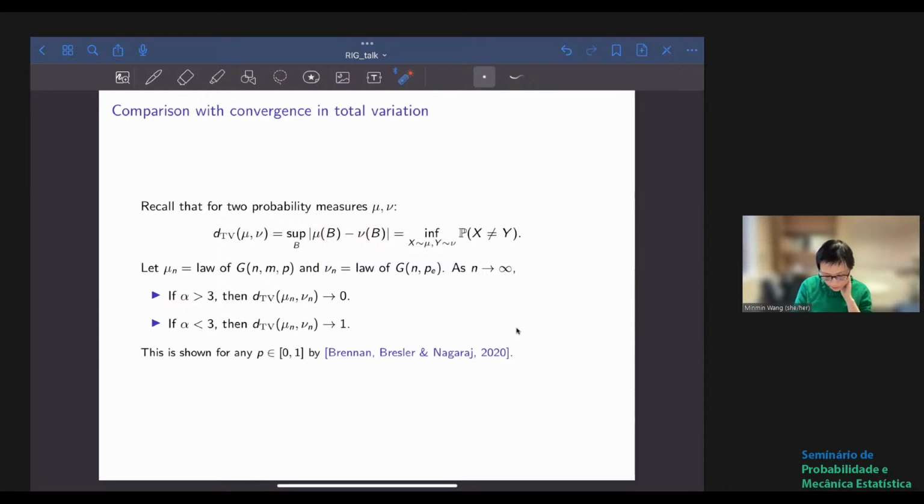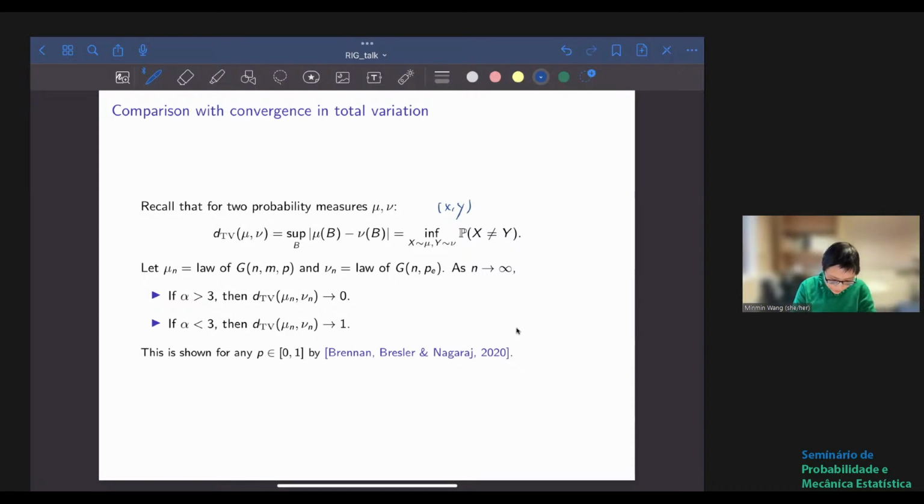Equivalently, you can see this from the coupling. Here the coupling is a pair of random variables X and Y, where the marginal of X is mu and the marginal of Y is nu. Now you look at the probability that X is different from Y, and you minimize this probability among all possible couplings, and that gives you another definition of the total variation distance.